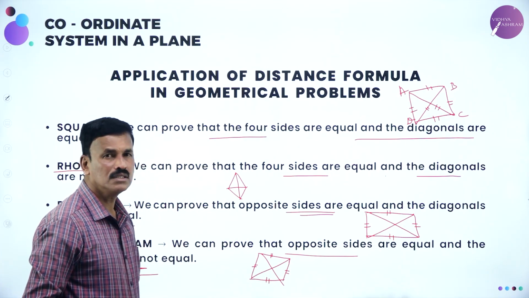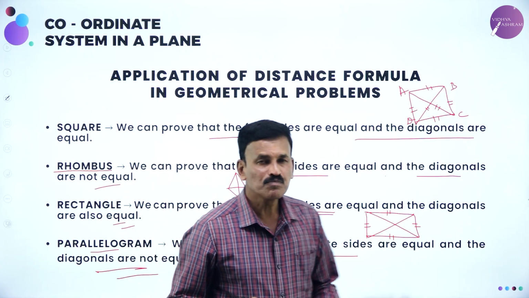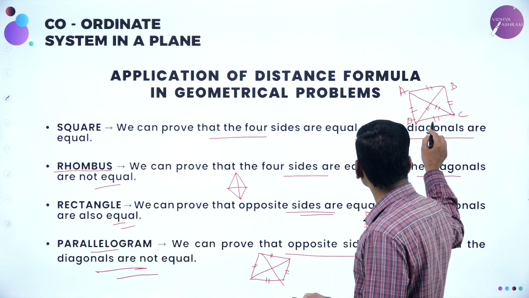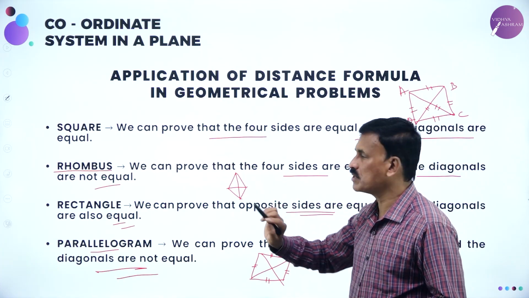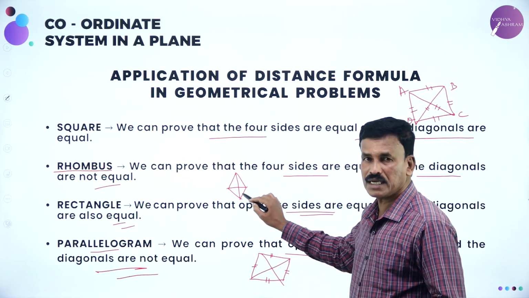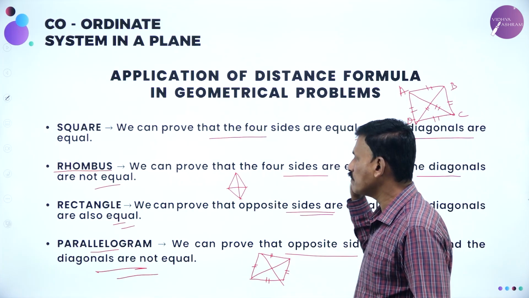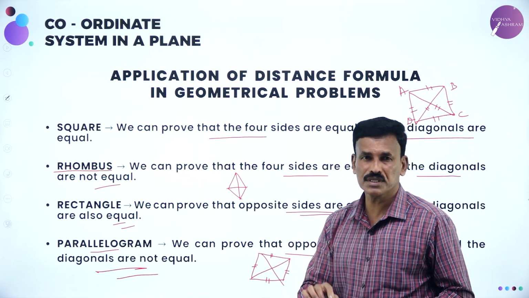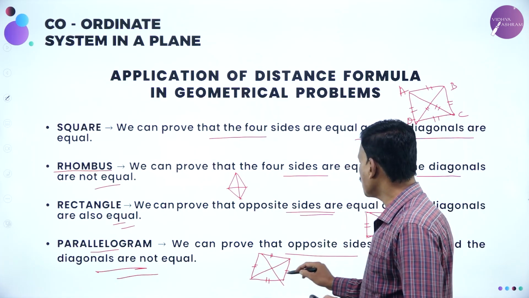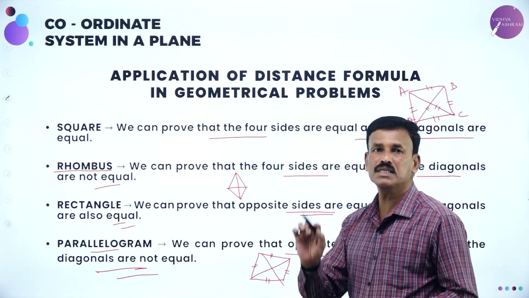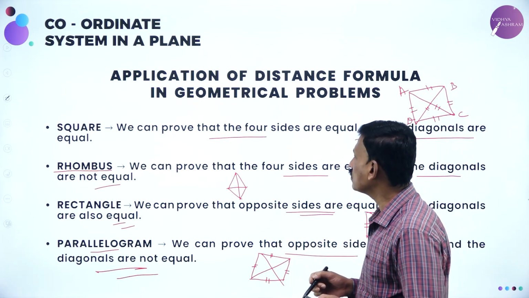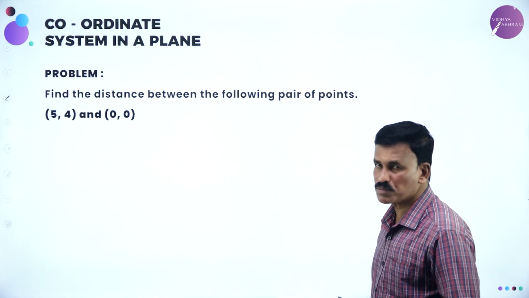So, in case of 4 points A, B, C, D, if all the sides are equal and the diagonals are equal, then it is called a square. If all sides are equal and diagonals are not equal, then it is a rhombus. If opposite sides are equal and diagonals are equal, then it is a rectangle. If opposite sides are equal and diagonals are not equal, then it is a parallelogram. This is a very important concept. Now move on to the problems based on this.